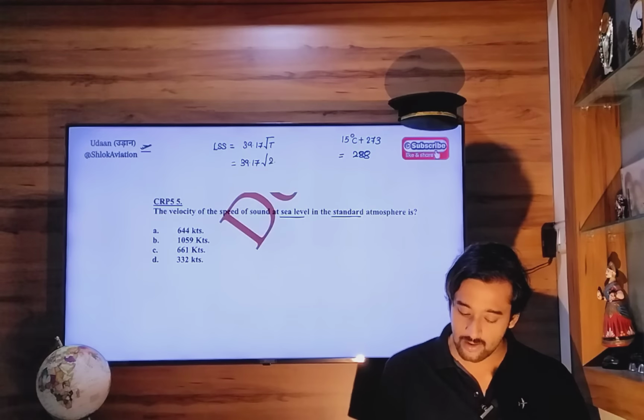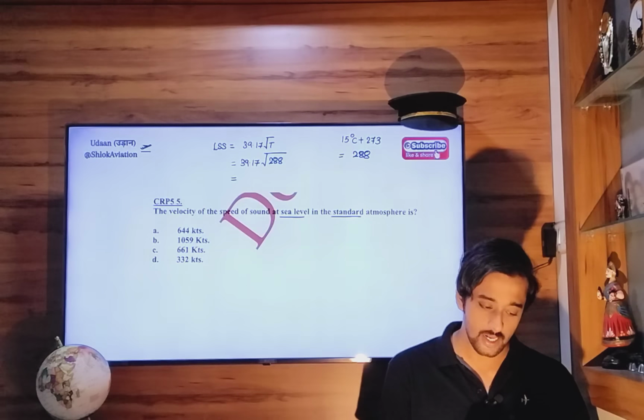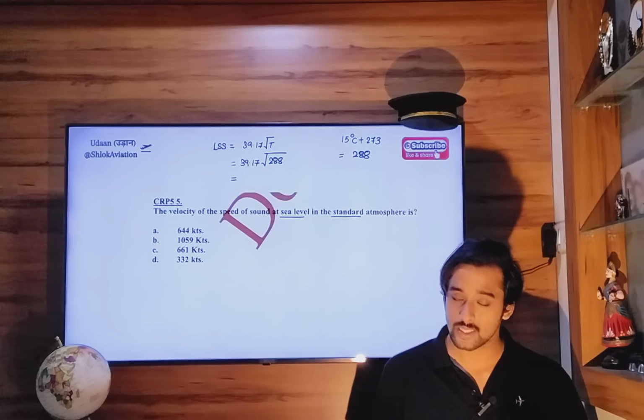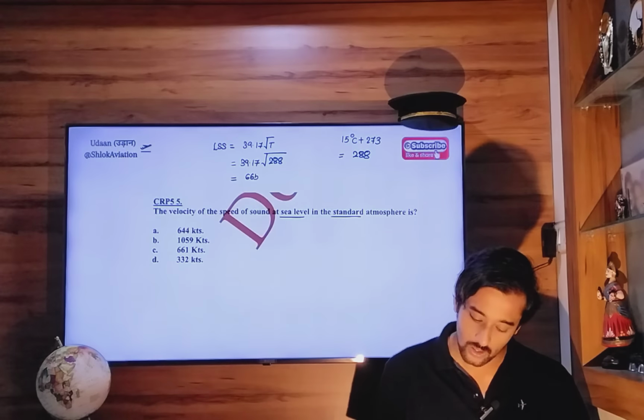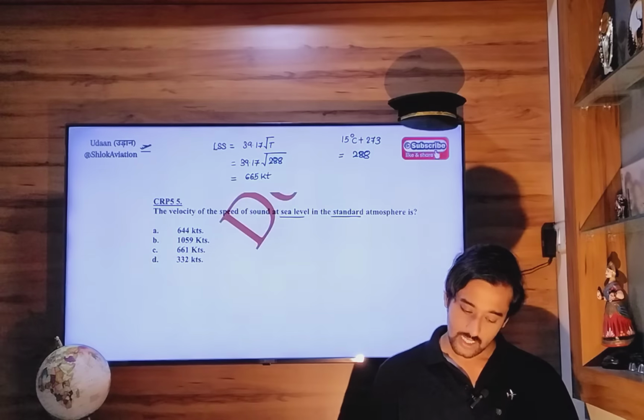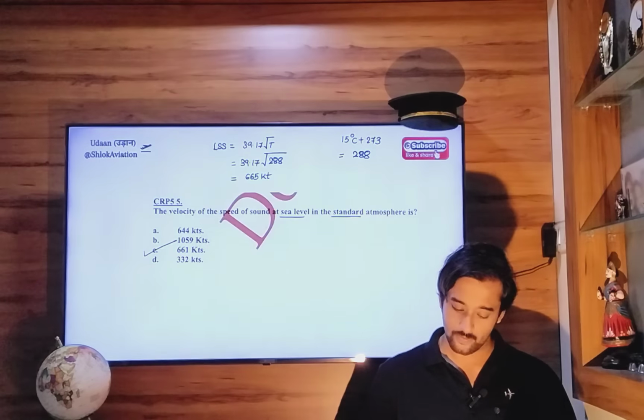So 288 Kelvin at sea level. Square root of 288 into 39.17 is 664.7 or 665 knots. So the closest answer is 665, option Charlie.